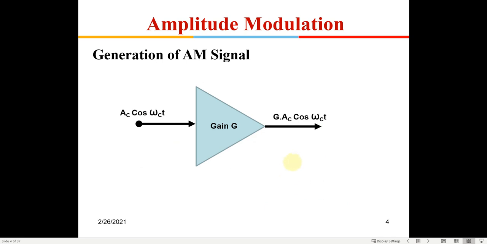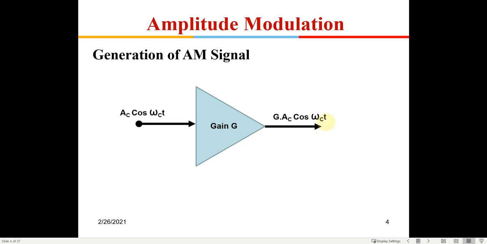So let's see how to generate an AM signal. This is a normal amplifier with a gain G. So this is the carrier signal. Ac is the magnitude of the carrier and this is the frequency of the carrier, cos omega_c t. So this represents a sinusoidal signal. This is the gain of the amplifier, G. So the output will be Ac G cos omega t.